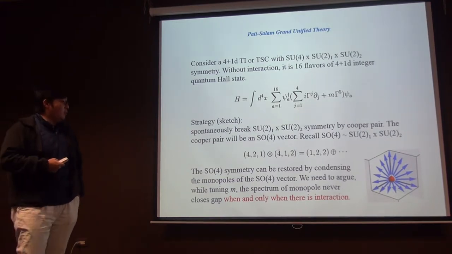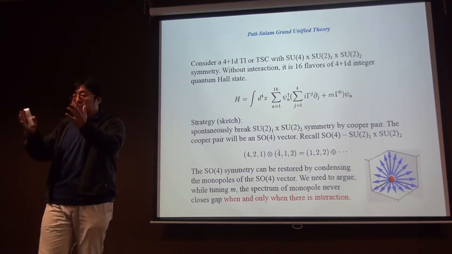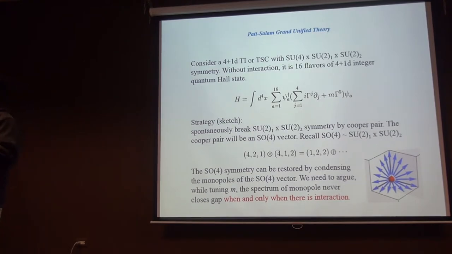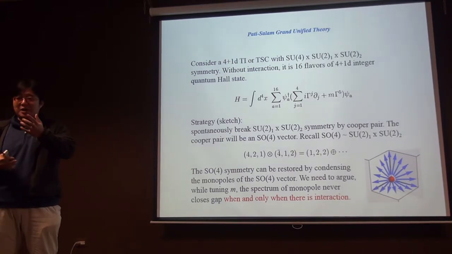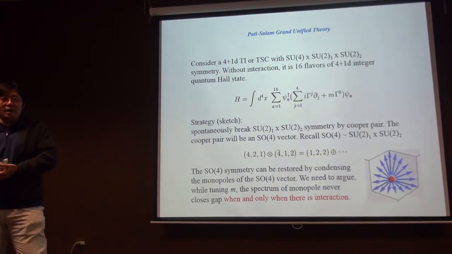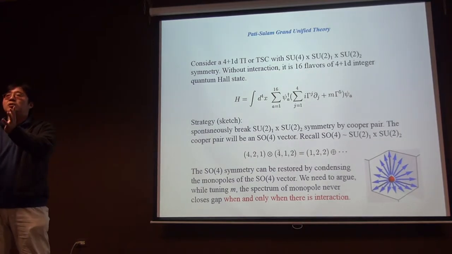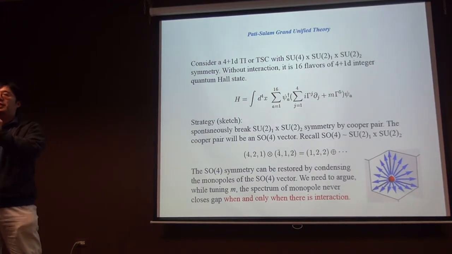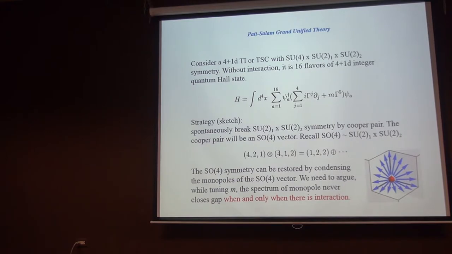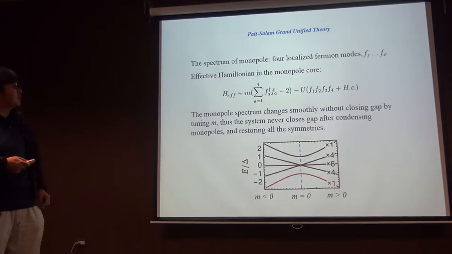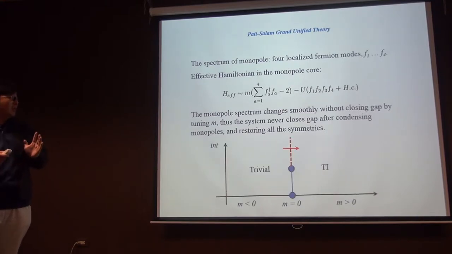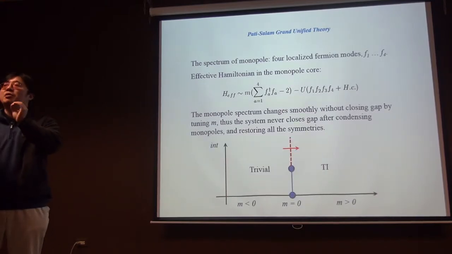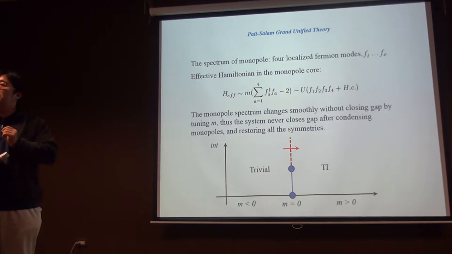So we can try to condense the O4 monopole, because actually in four dimensional space in the bulk, the O4 vector has a hedgehog of a monopole kind of a defect. So we can always condense this hedgehog of a monopole to restore all the symmetry. However, there's a catch, which is that the hedgehog of a monopole itself may close the gap when I tune M. Okay, is that clear?